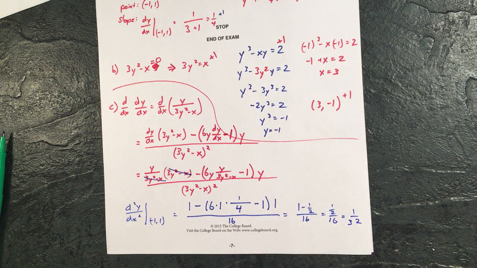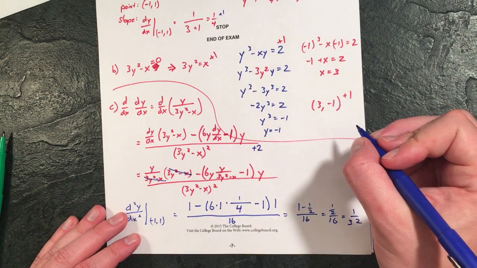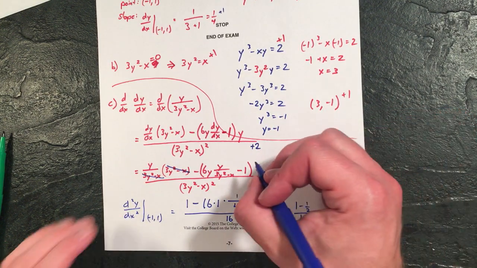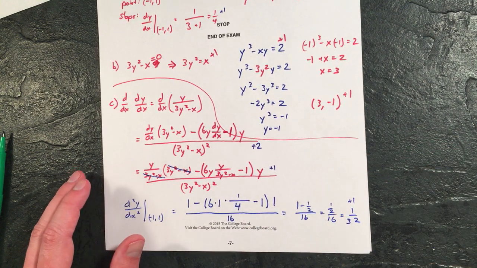A lot of points here. 2 points for just doing the correct implicit differentiation, so 2 points for getting here. 1 point for the substitution back in, and then 1 for that final numerical answer.